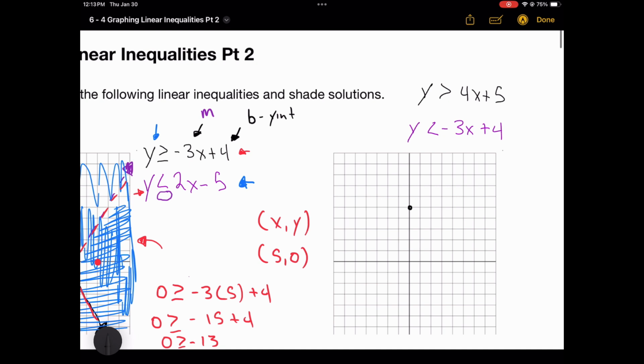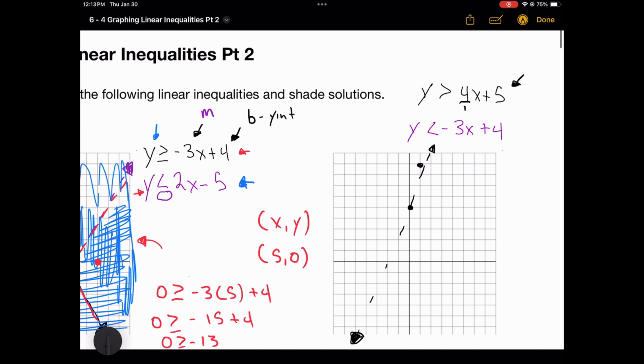Again, I'm going to start at my 5, 1, 2, 3, 4, 5, right there. And then I'm going to go up 4, 1, 2, 3, 4, over 1, because remember, there's that invisible 1 there. This is a dotted line because it's just greater than. It's not greater than or equal to, so it's just a dotted line that kind of looks like this.